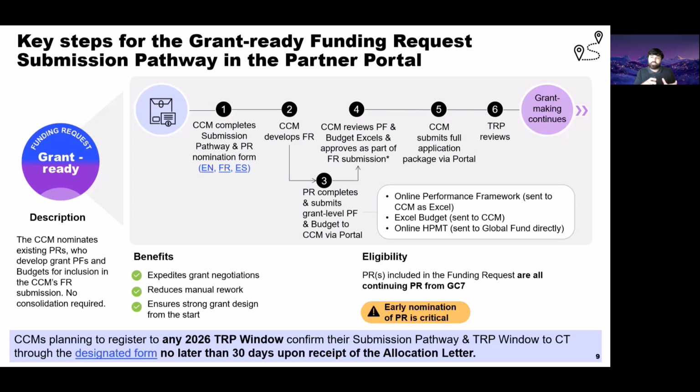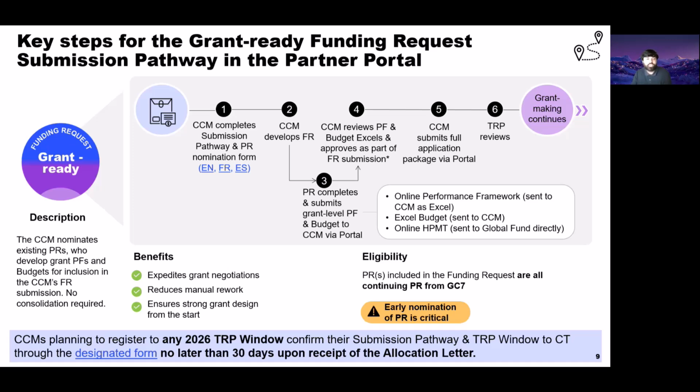In the classic submission pathway that many of you CCMs are used to, you will attach all of the final documents, including you will also be submitting the CCM completed performance framework and budget. However, in the grant-ready funding request, the PRs, if they're existing, will be involved now to develop grant-ready PFs and detailed budget. The main benefits of this is that it will really expedite grant negotiations by bringing in the PRs much earlier to work on these grant documents.